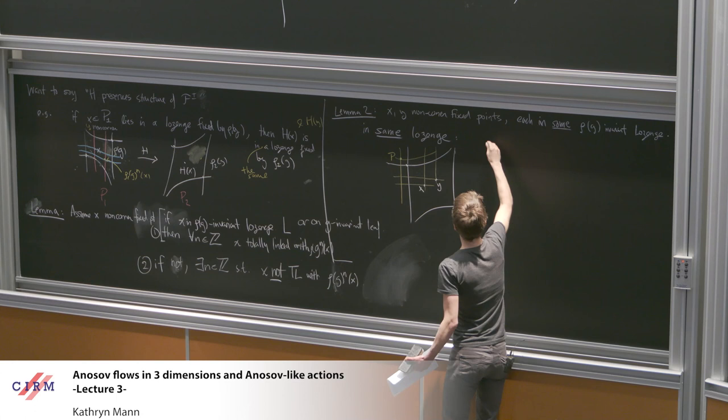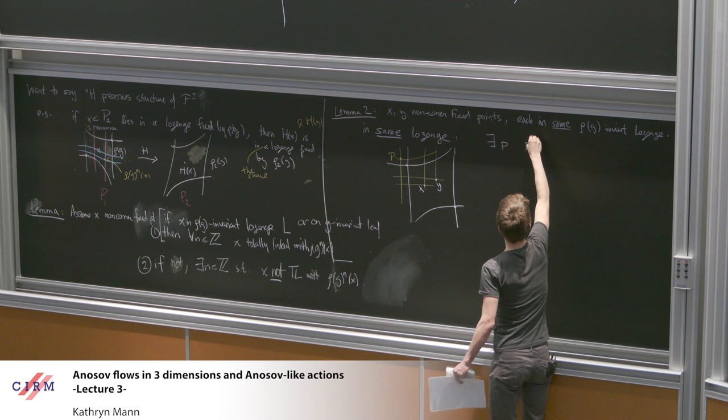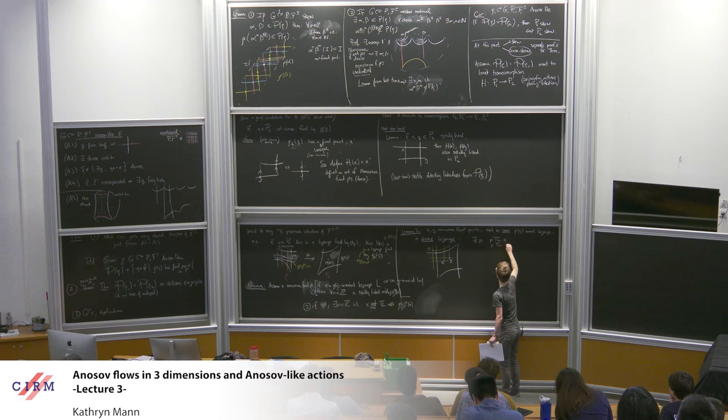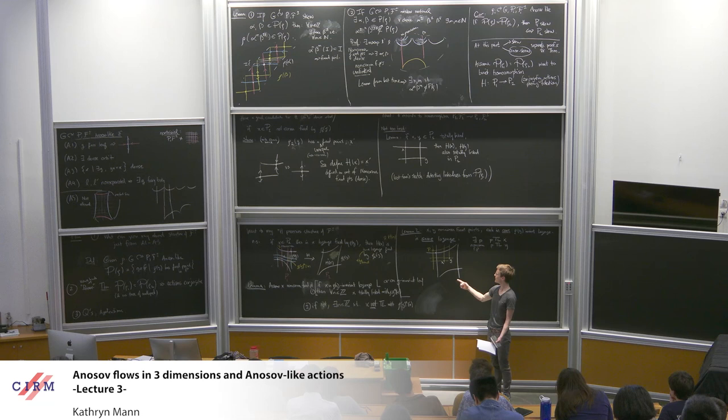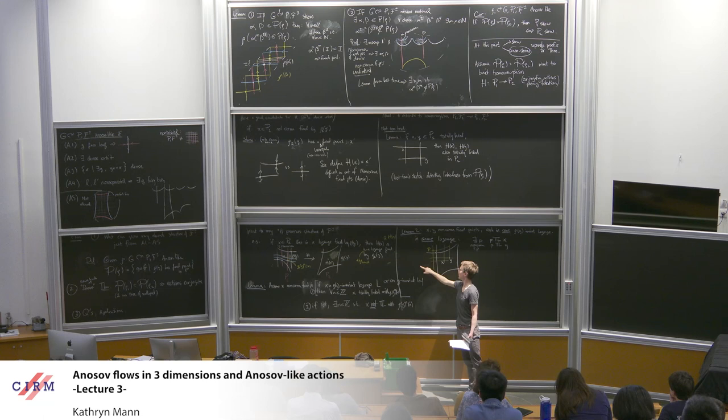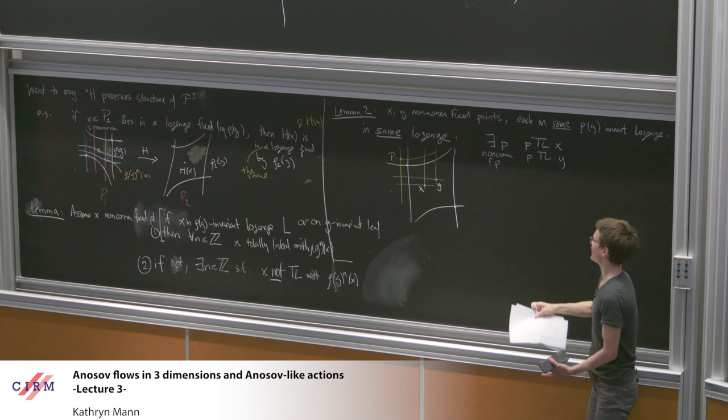P is, let me abbreviate totally linked with to TL, X. And P is totally linked with Y. And if you want, you can take P, non-corner fixed points are dense, so I can take P that's non-corner. Unfortunately, this is not good enough. You can have two points in different Lagranges where this is still true. Maybe Y happened to be in some Lagrange that hung out over here. Or maybe you just take P inside, there are many, many options. This is not a detector yet.